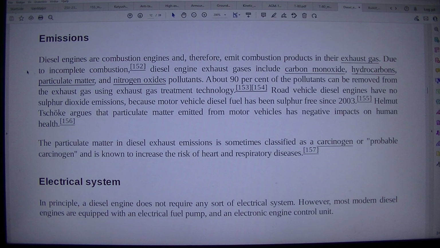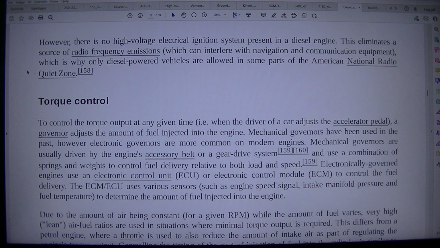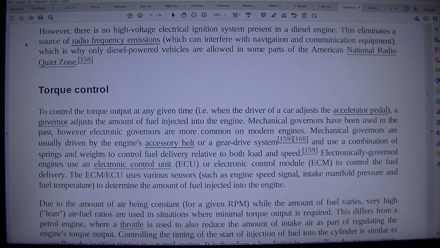Electrical system. In principle, a diesel engine does not require any sort of electrical system. However, most modern diesel engines are equipped with an electrical fuel pump and an electronic engine control unit. However, there is no high-voltage electrical ignition system present in a diesel engine. This eliminates a source of radio frequency emissions, which can interfere with navigation and communication equipment, which is why only diesel-powered vehicles are allowed in some parts of the American National Radio Quiet Zone.